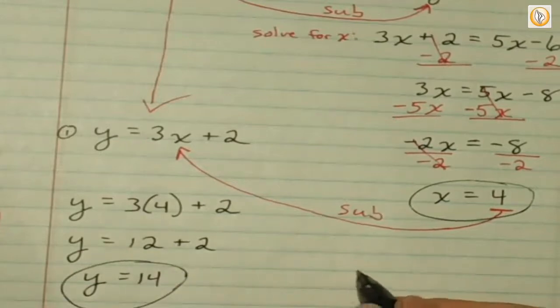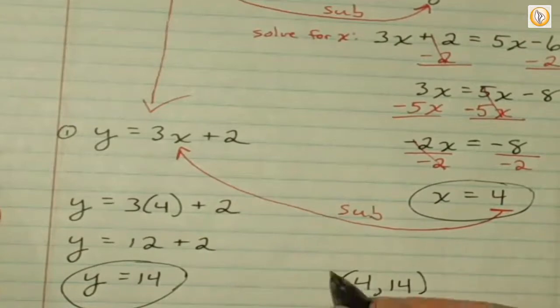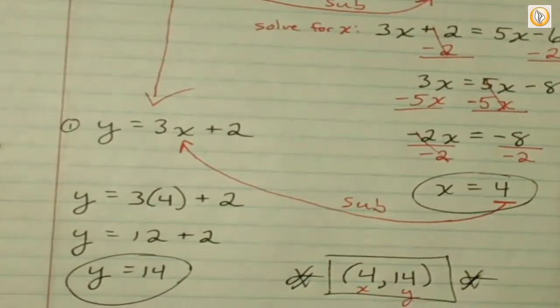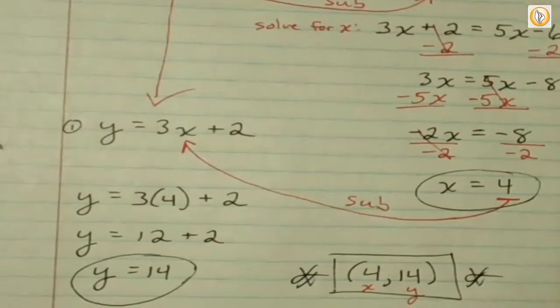There we are. Our answer, our ordered pair, is 4 and 14. Which is, there's your x and there's your y. Make sure you write this down. And do y'all have any questions? All right, I'm going to do 2 more. Blair, you got it?